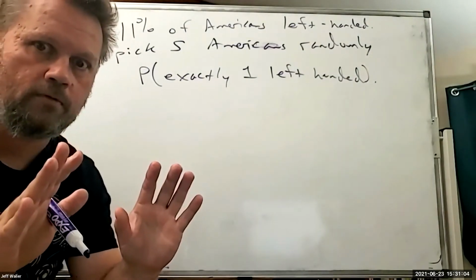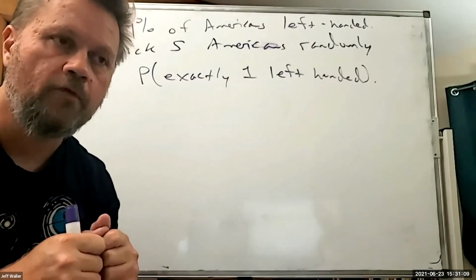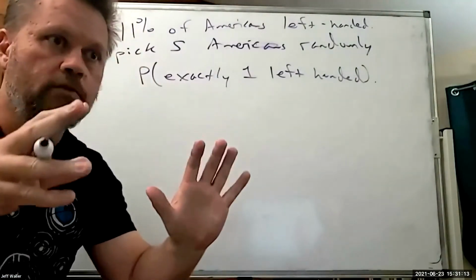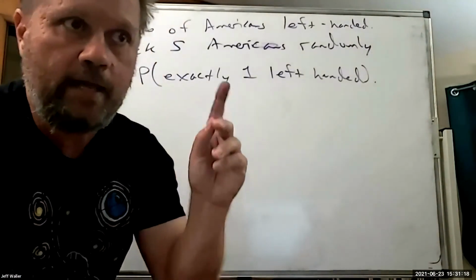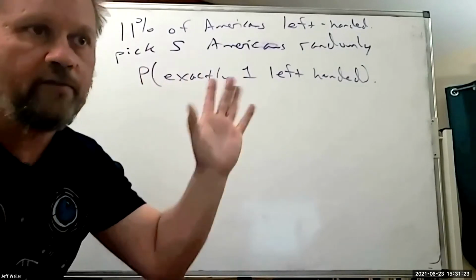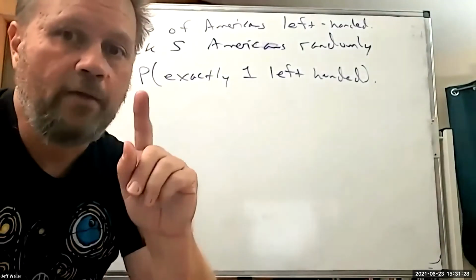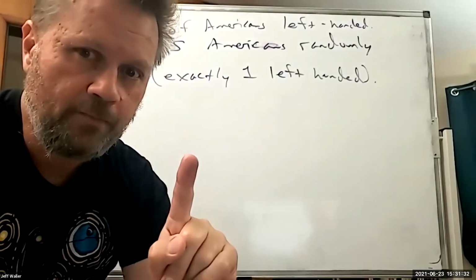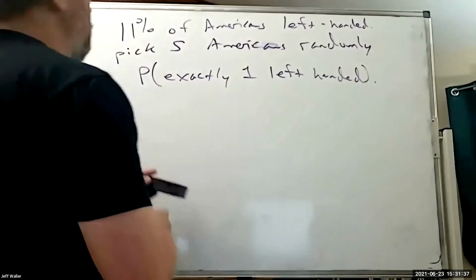Wait, why isn't it just 0.11 times 5? So many reasons why not. Okay, real quick, if I said not left-handed, isn't that 89%? If 11% are left-handed, what percentage are not left-handed? 89%. Good. And if I pick 5 of them, 5 times 0.89 is bigger than 1, correct? That's a problem.